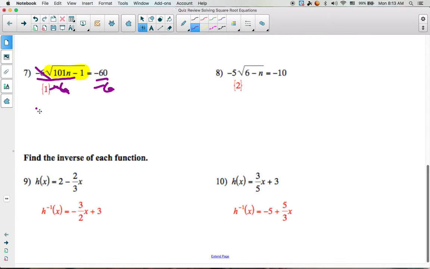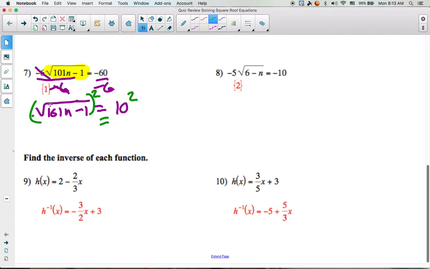And so that's going to leave you with the square root of 101n minus 1 equals 10. Then after that, the radical is isolated. You need to get rid of that. The opposite of square rooting is to square. So we're going to square each side.